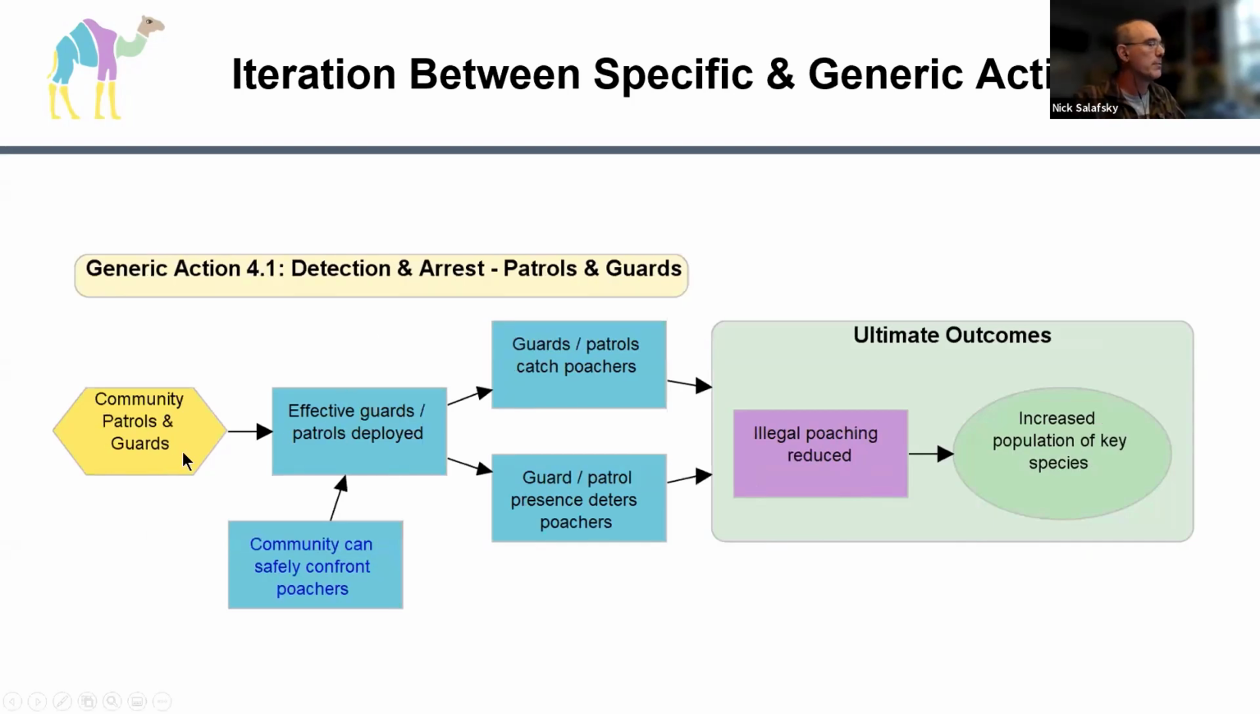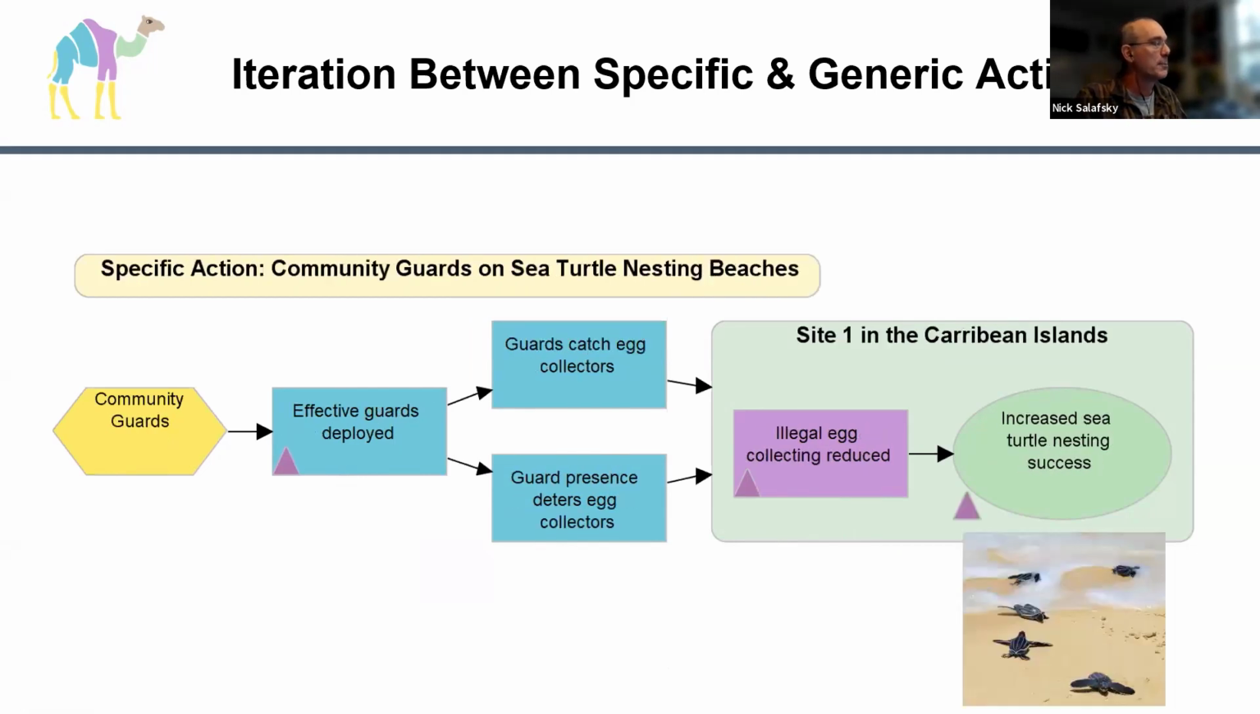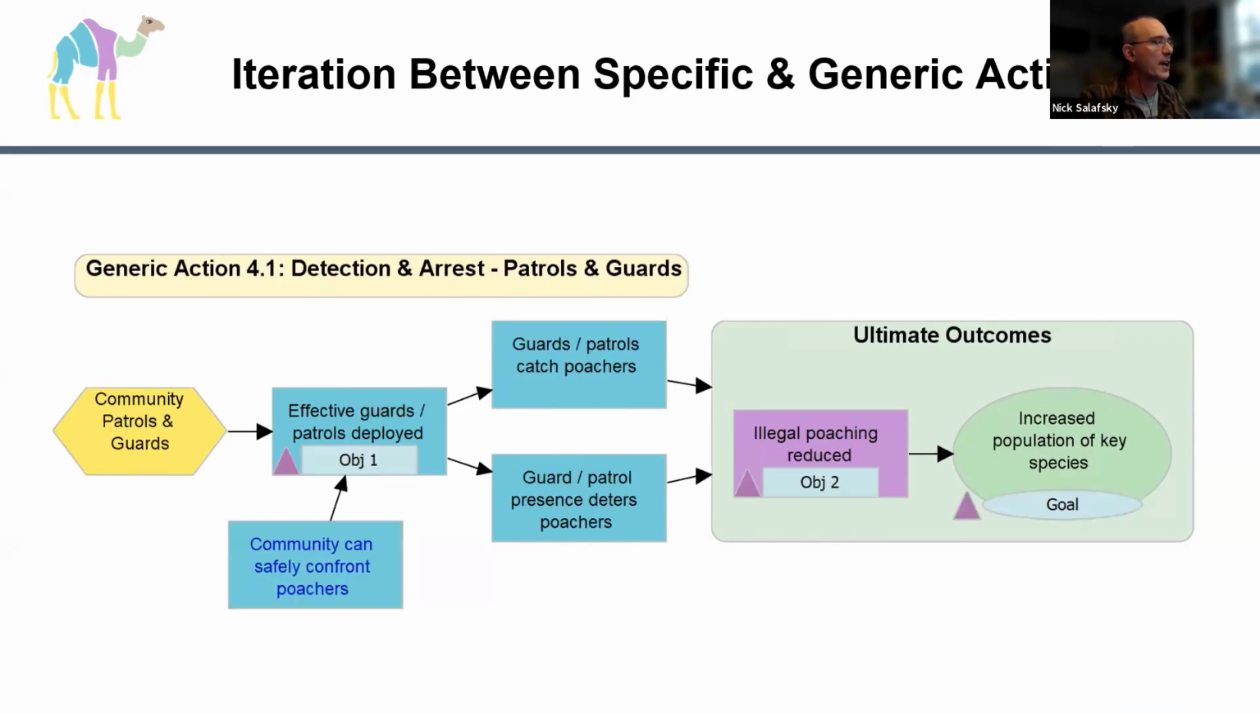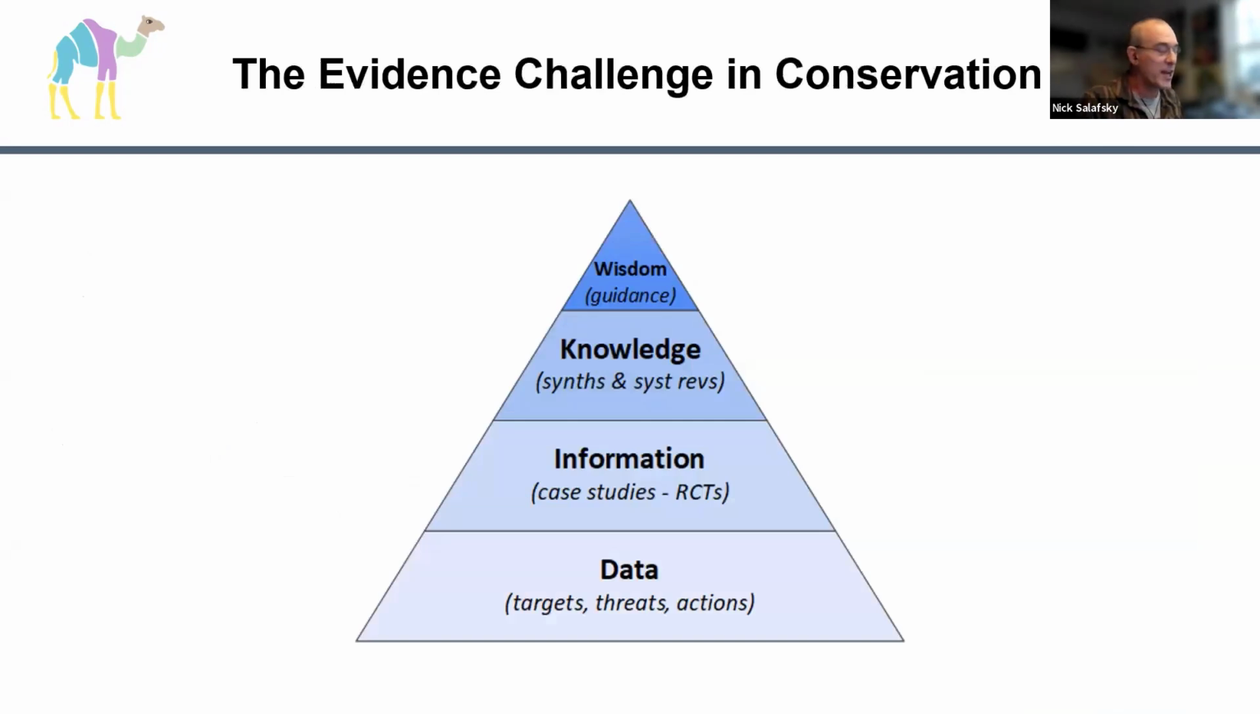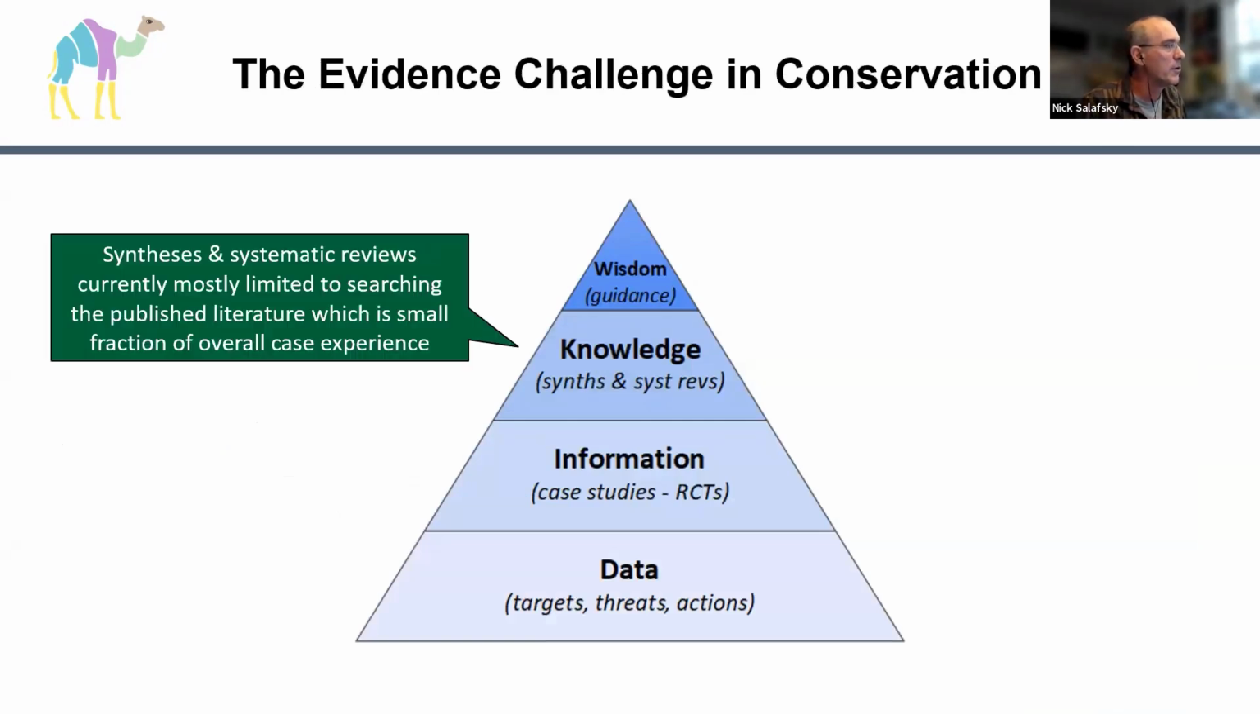So this is a theory of change for a community patrols and guard strategy and what that looks like, and understanding where the conditions it works, where does it not work. So it's this iteration between the specific actions, what people are doing at real world sites, and the generic action, which is the theory of how this thing actually works. And so our challenge in conservation from an evidence point of view is that when people do syntheses and systematic reviews, right now they're relying primarily on the published literature, which is a small fraction of overall case experience.